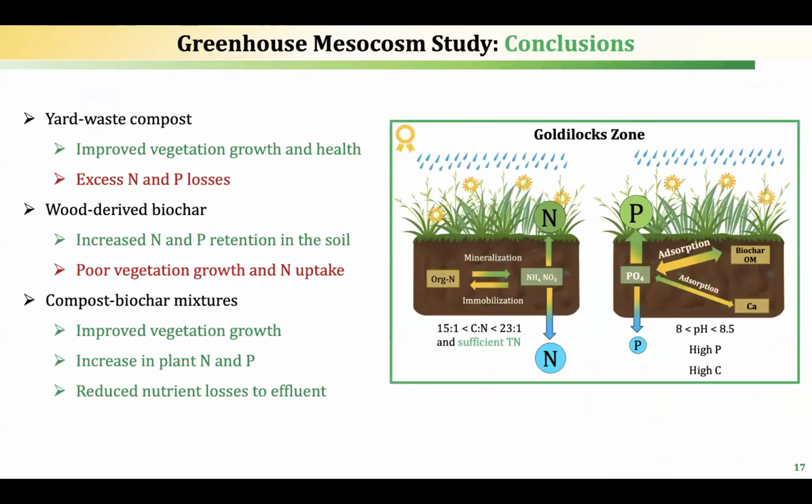So in conclusion, when we have the yard waste compost amended into the soil, it supports soil health and vegetation, but it comes at the cost of higher nitrogen and phosphorus losses to surface or groundwaters. On the contrary, when you add biochar, it increases the nutrient retention in soils, but it does not favor vegetation growth. Now, when you have compost and biochar mixtures at the rate that we applied, you can achieve this equilibrium state where plants get the nitrogen and phosphorus they need from the soil without compromising water quality.